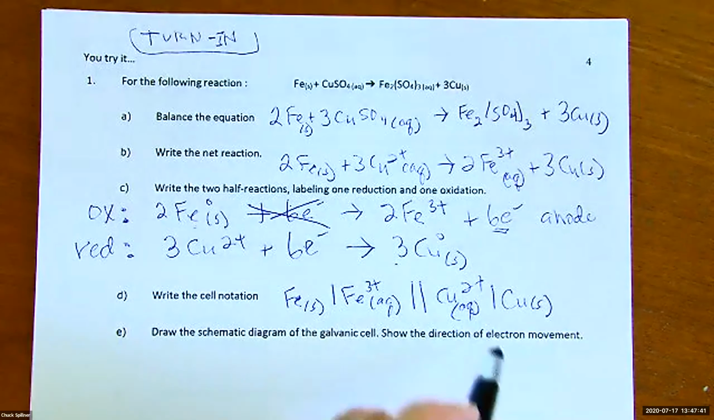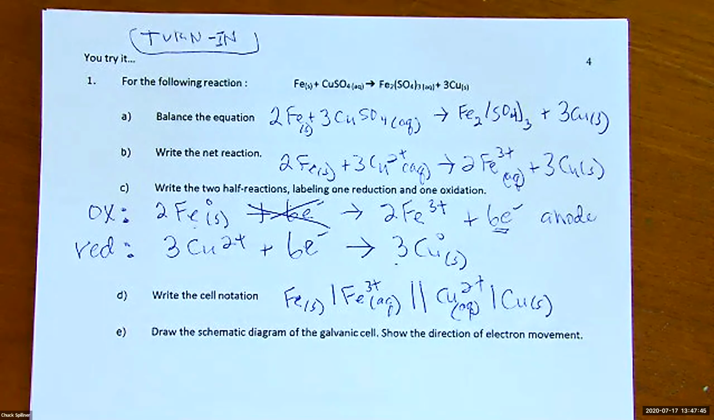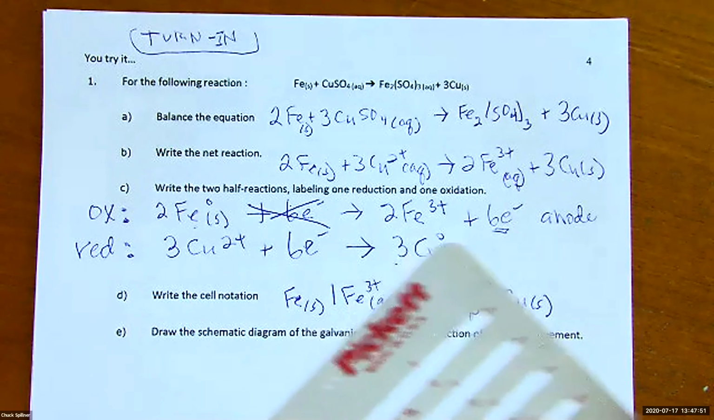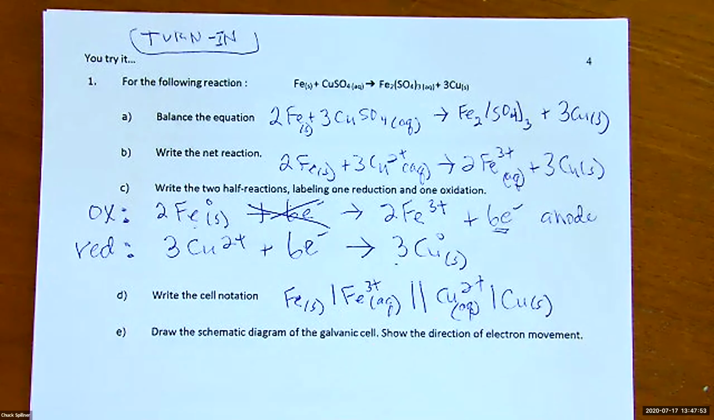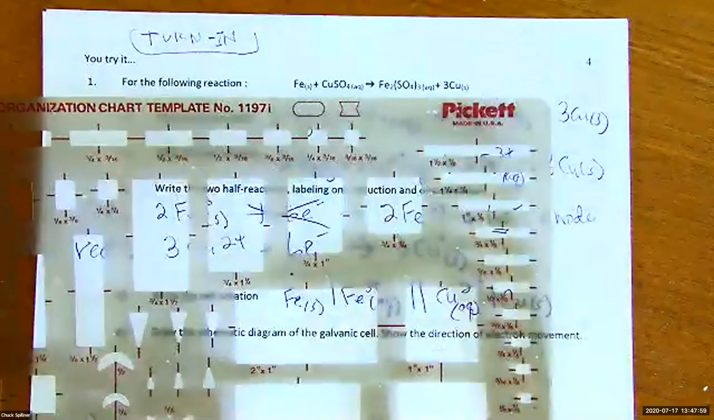So anode side, cathode side, there's our solution. So now let's draw our cell diagram. This is probably going to take longer. So the cell diagram, the first thing, I have a little template here that's going to help me draw the cell diagram. I'm going to draw a salt bridge first.